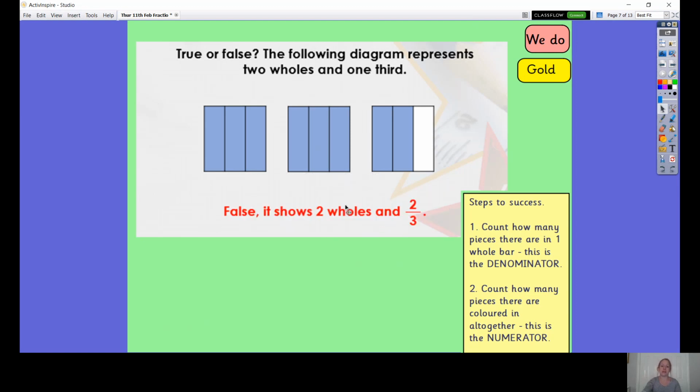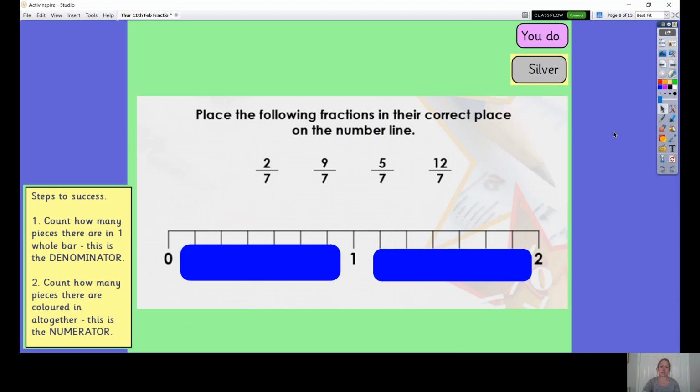I can tell you that actually it is false, because if we look at this, there are 2 wholes, aren't there? That one is a whole one coloured in, the whole shape is coloured in. And that one, the whole shape is coloured in. And they're definitely thirds we're talking about, because each one's divided into 3. But you can see on this last bit, so it is 2 wholes, but it says 1/3, and actually 2 of those thirds are coloured in, aren't they? So actually it shows 2 wholes and 2/3. So well done if you spotted that. And don't worry if you didn't. This is all a bit new still at the moment, isn't it?